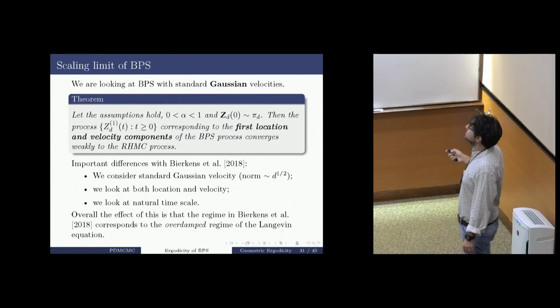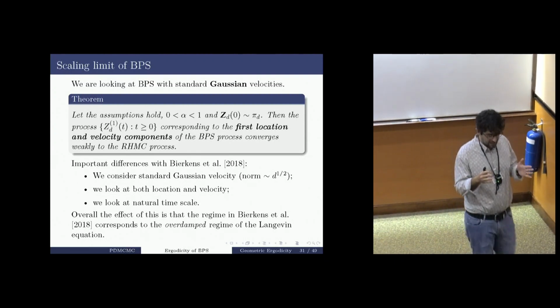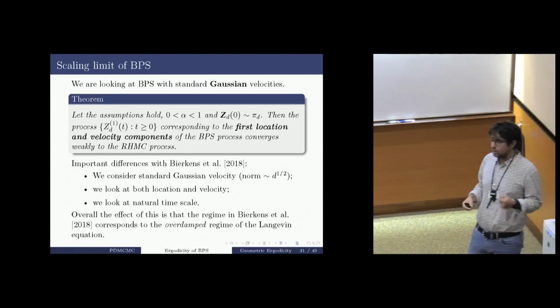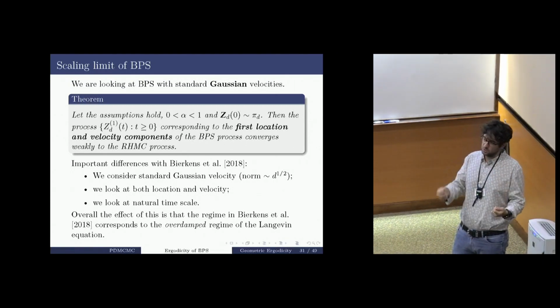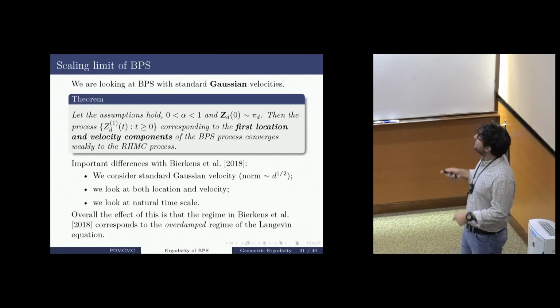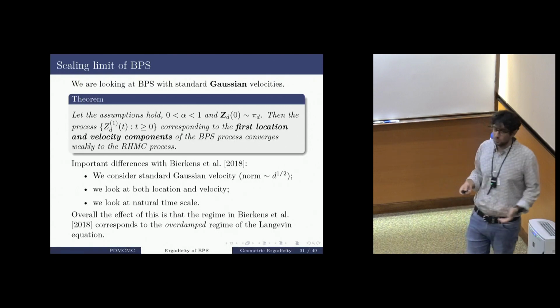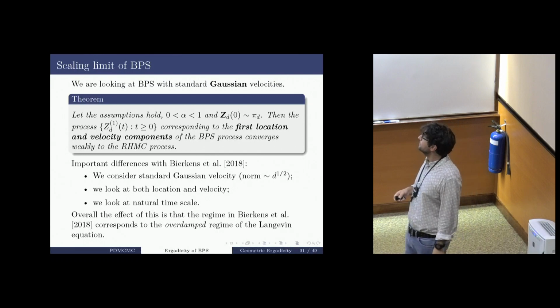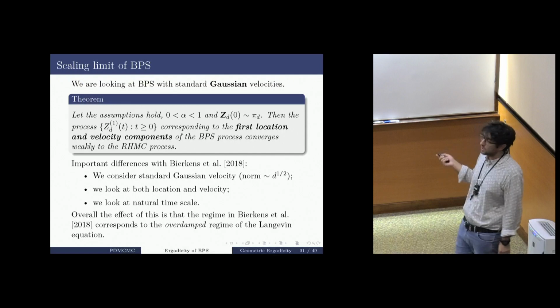Okay, so the result is the following. You initialize BPS with Gaussian velocities from stationarity. You look at any finite number of location and corresponding momentum components. So you want to look at both of them. And then the scaling limit is the randomized Hamiltonian Monte Carlo process, which I introduced in the previous slide. So there's no time rescaling.